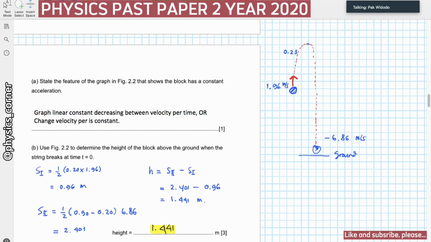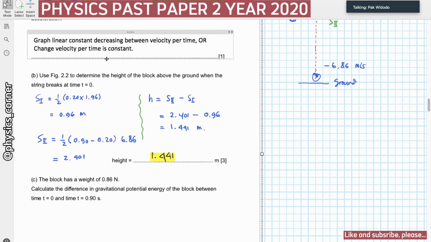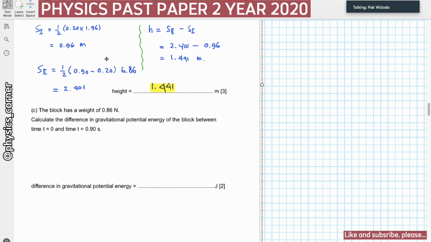This is S1 here. This is S1. And this is S2. That's it. So this is S2. What else do you need to put? Okay. Continue to check the other question. Now let's take a look at the last one.